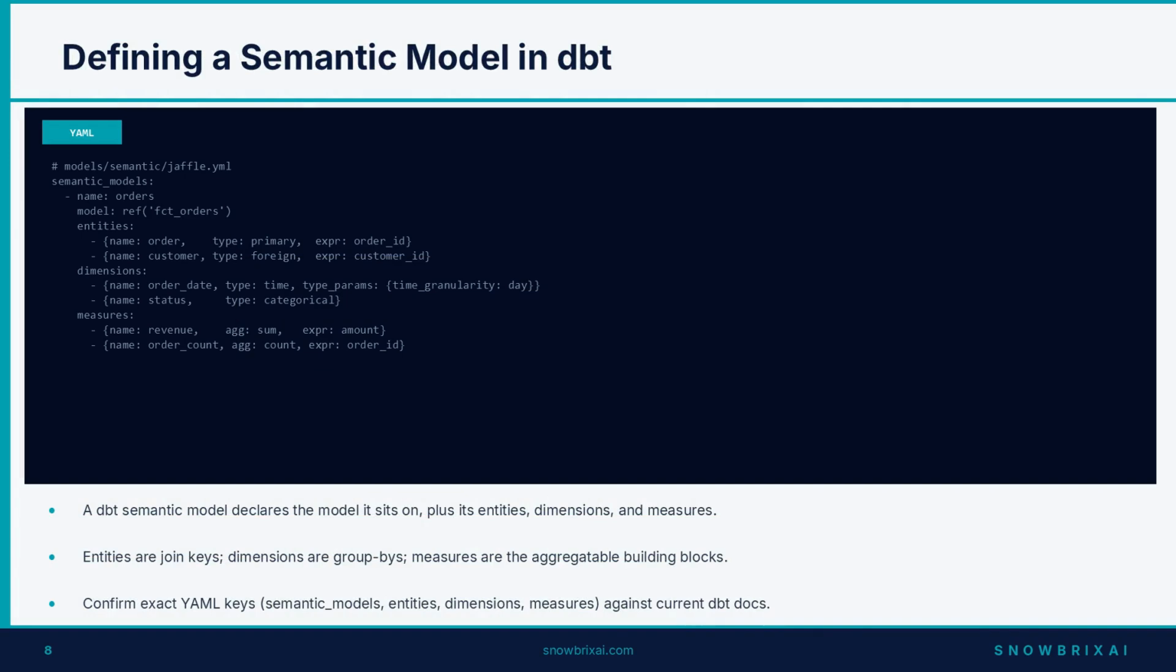Look at the YAML, the dbt semantic model for orders. It declares the model it sits on, ref of orders, then entities, the join keys: order as primary, customer as foreign. Then dimensions, the group-bys: order date by day, status as categorical. Then measures, the aggregatable building blocks: revenue as a sum of amount, order count as a count of order ID. Entities join, dimensions slice, measures aggregate. Confirm the exact keys against the current dbt docs before you ship.